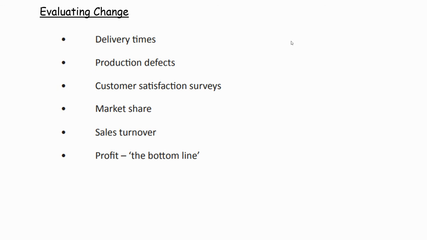And the last thing is profit, the bottom line. So are you making as much profit? Perhaps that was the reason for change. You weren't making enough profit, and hopefully this has increased. Or perhaps the change has been imposed for some other reasons, some legislation or technology or consumer taste or any other sorts of reason for change, but hopefully your bottom line, your profit, has not been affected. Okay, so there's a lot to take in there.